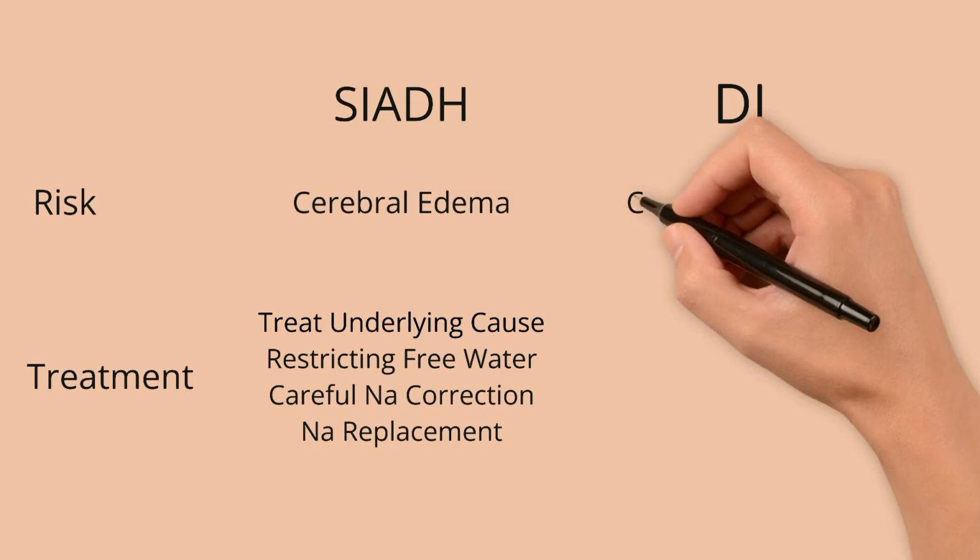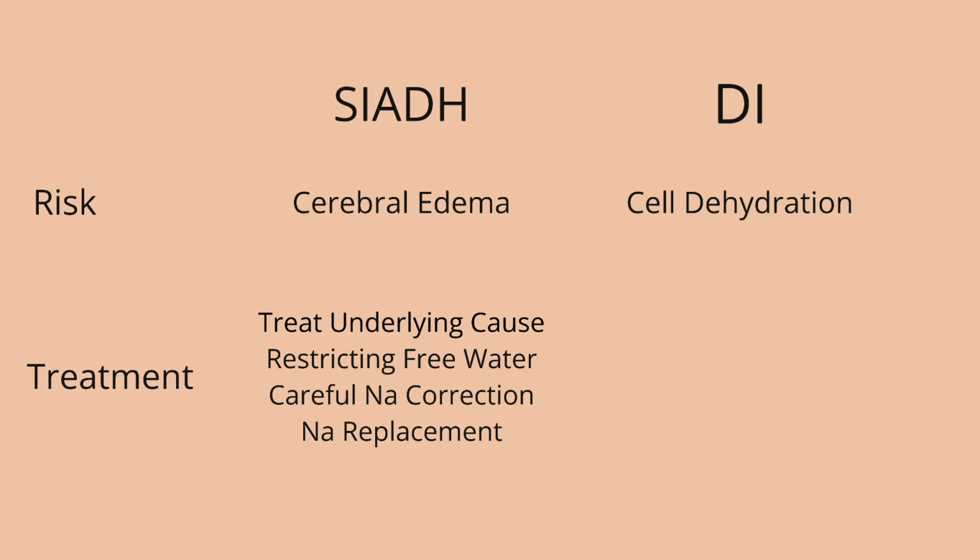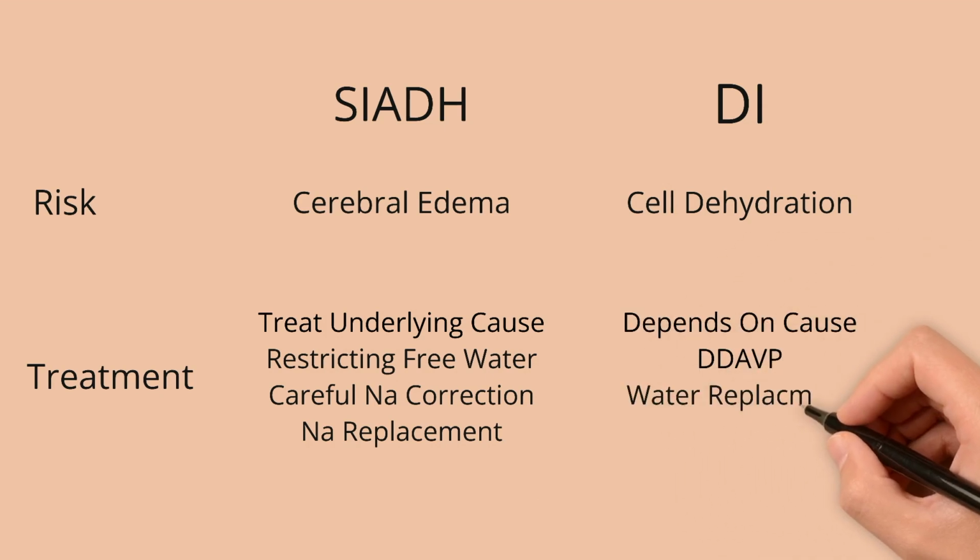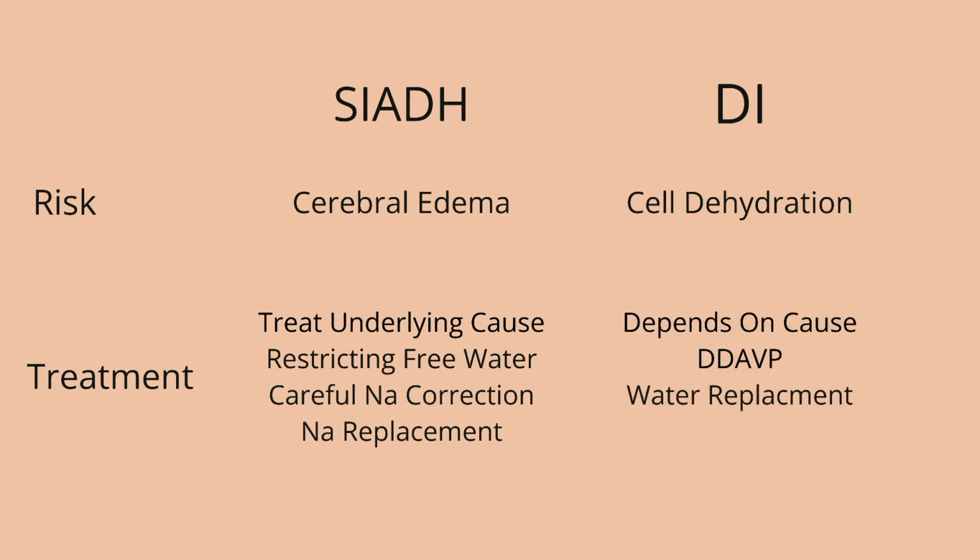On the other side, diabetes insipidus can cause things like cellular dehydration because we're losing so much water volume and our sodium goes up so high. Treatment for DI also depends on the cause. Sometimes we use things like DDAVP, or vasopressin, a synthetic version of antidiuretic hormone, or we replace the water volume loss. So remember, an easy way to remember it is SIADH is too much antidiuretic hormone, and DI is dry inside, too little, so we lose volume.